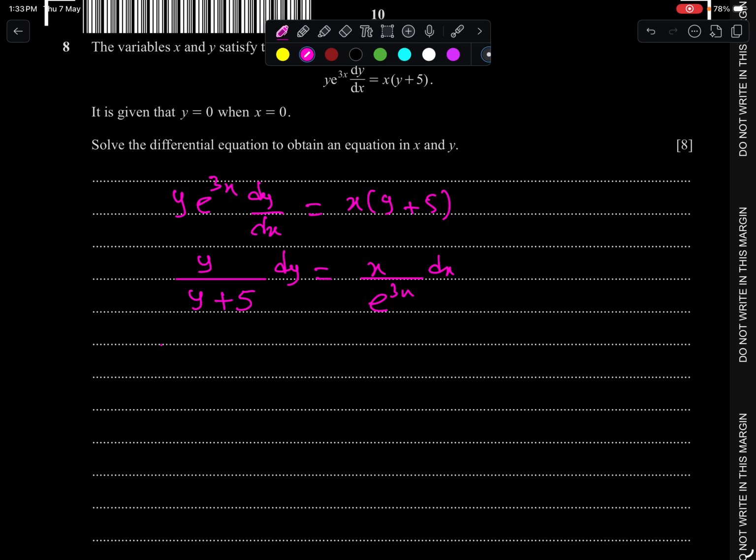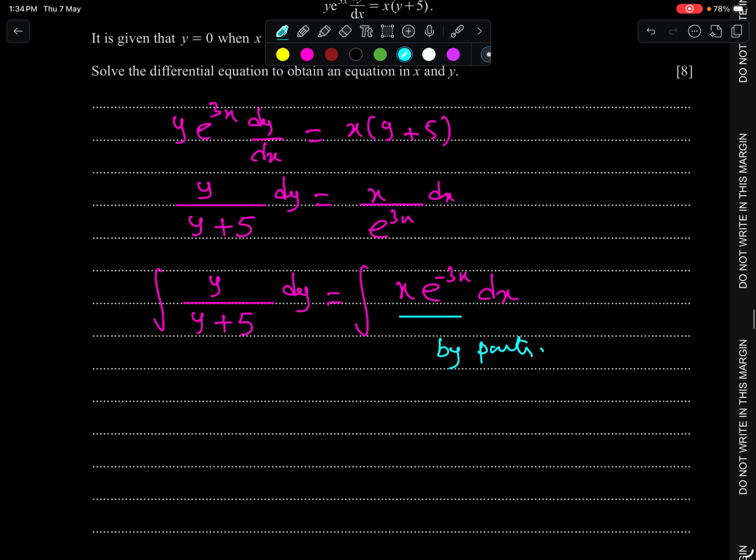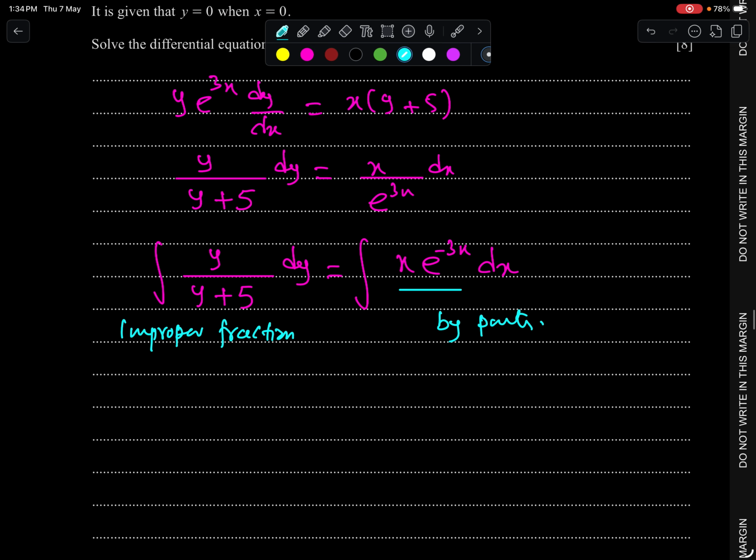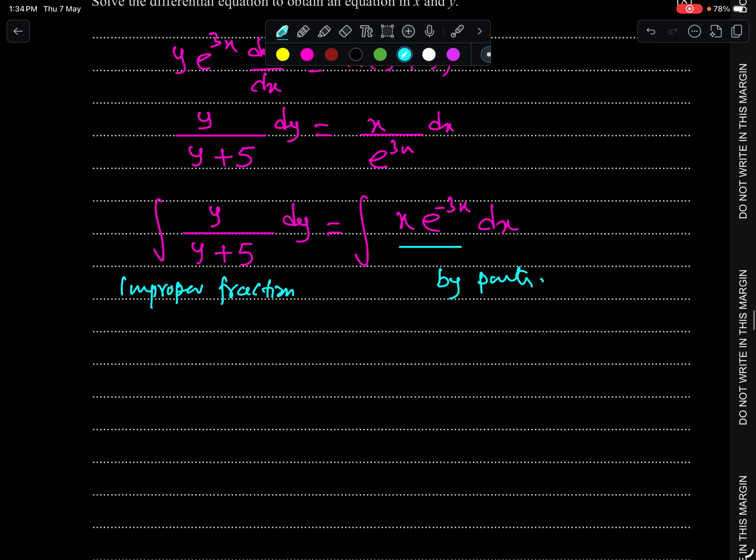Now taking sign of integral on both sides. This is an important question. Bring e^3x to the numerator, it will become e^(-3x) dx. Now this is a product of different functions, so we have to use by parts here. This is an improper fraction, so we have to split it by using long division. There is a shortcut, but I never use it. I always use long division to avoid careless mistakes.